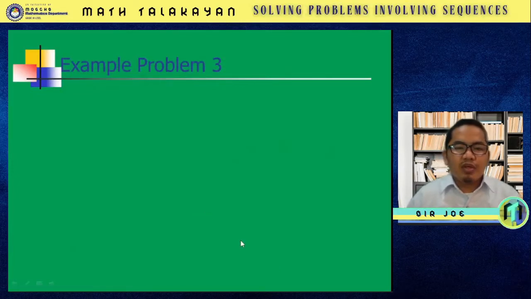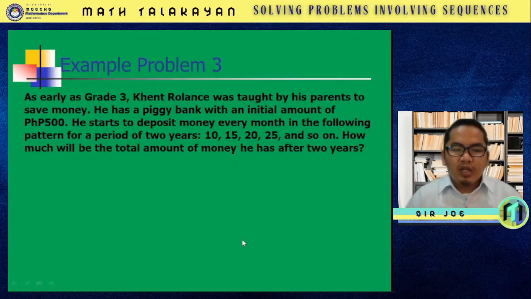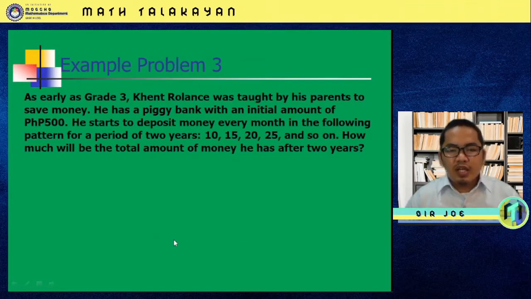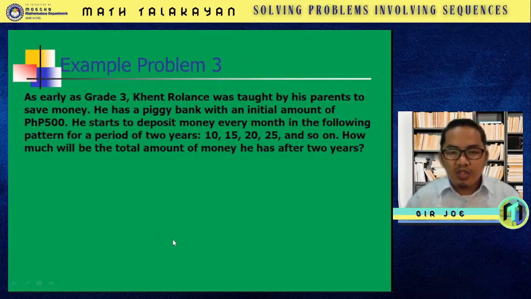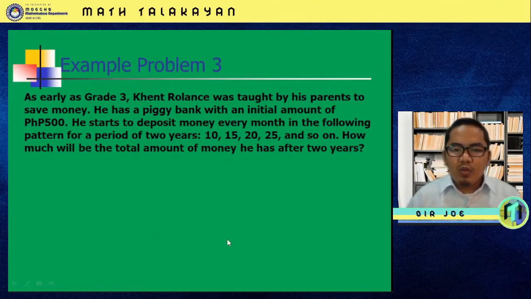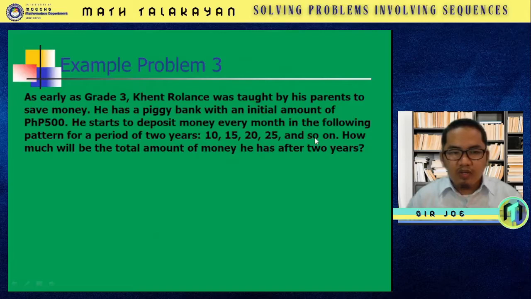For our example number 3, as early as grade 3, Kent Rollins was taught by his parents to save money. He has a piggy bank with an initial amount of 500 pesos. He starts to deposit money every month in the following pattern for a period of 2 years. So we have 10, 15, 20, 25, and so on. How much will be the total amount of money he has after 2 years?